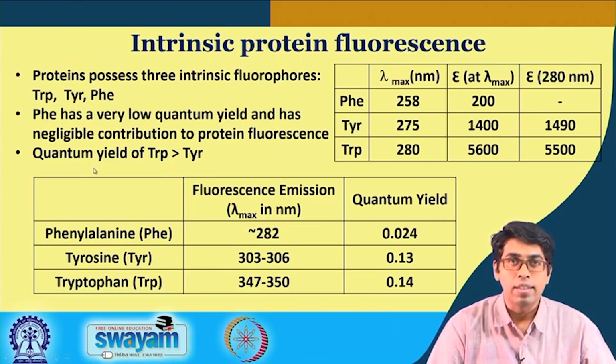Quantum yield gives you the ratio of the photons that were emitted versus the photons that were absorbed. If you look at quantum yield for phenylalanine, it has the lowest quantum yield and it is actually very small. So, if I have a protein which has phenylalanine, tyrosine and tryptophan, the contribution from phenylalanine will be almost negligible, and the fluorescence spectra will be mostly dominated by tyrosine and tryptophan. And since the epsilon value for tryptophan is more than 3 times that of tyrosine, it will be dominated by tryptophan if you have an equal number of tyrosine and tryptophan residues.